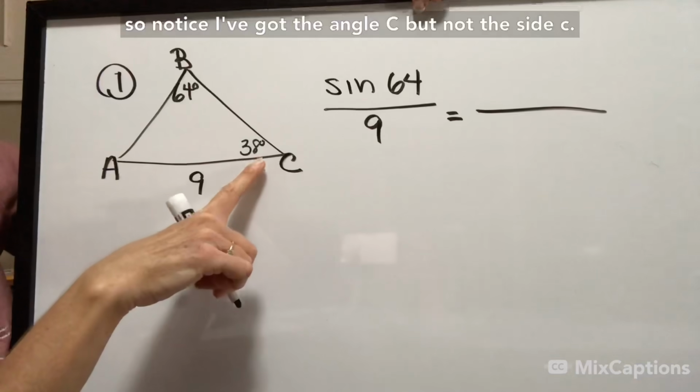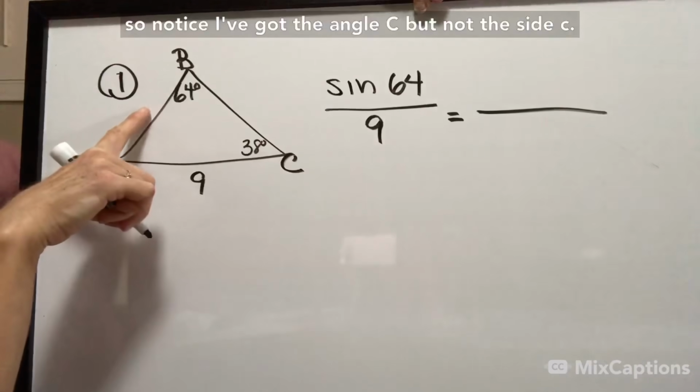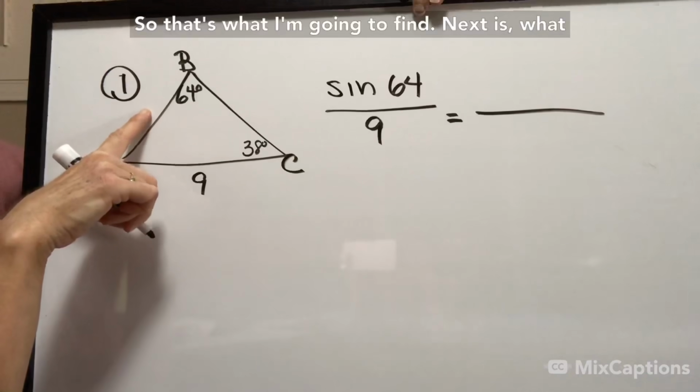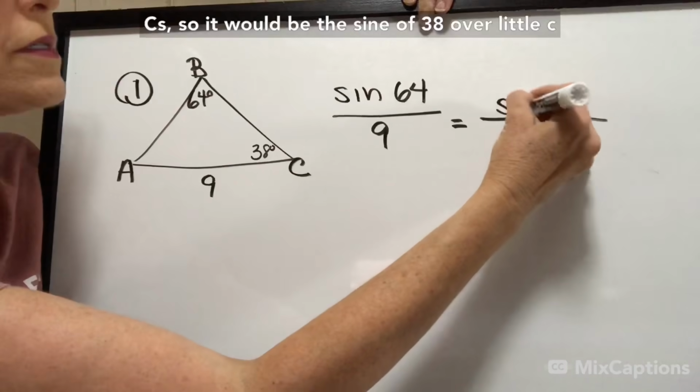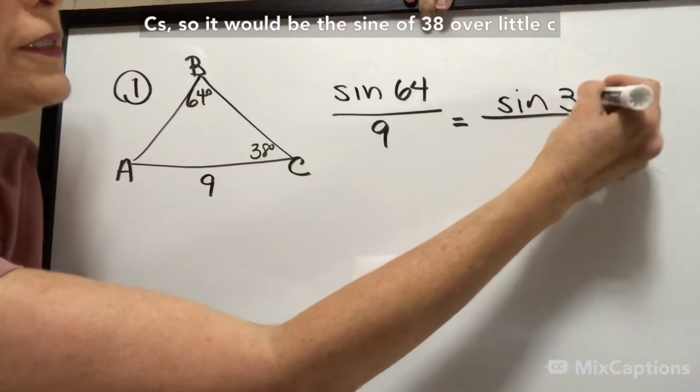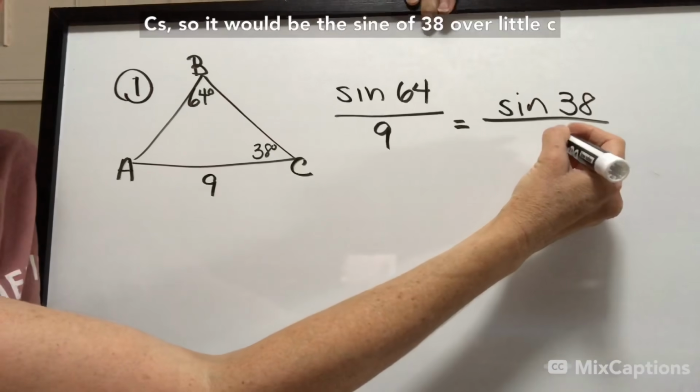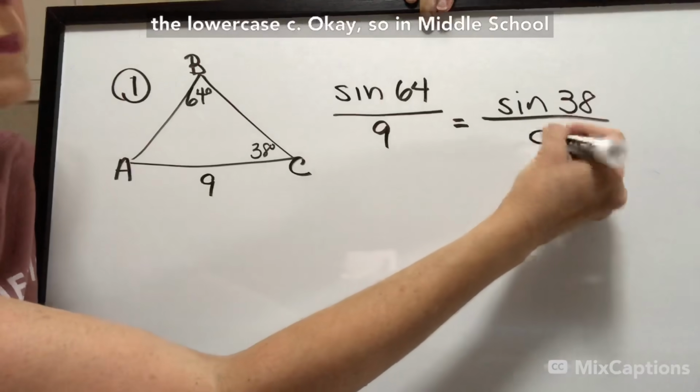Okay, notice I've got the angle C, but not the side C. So that's what I'm going to find next, what is this piece over here. So I'm going to use the C's. It would be the sine of 38 divided by little c, the lowercase c.